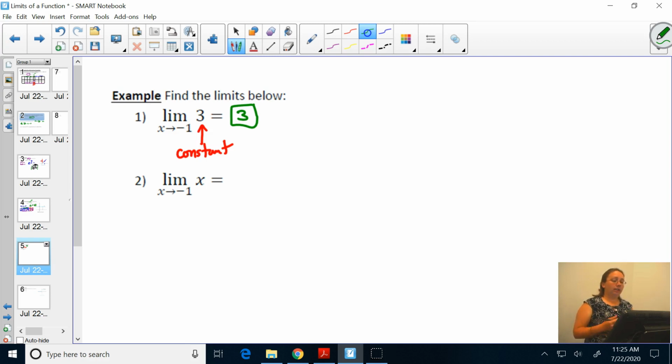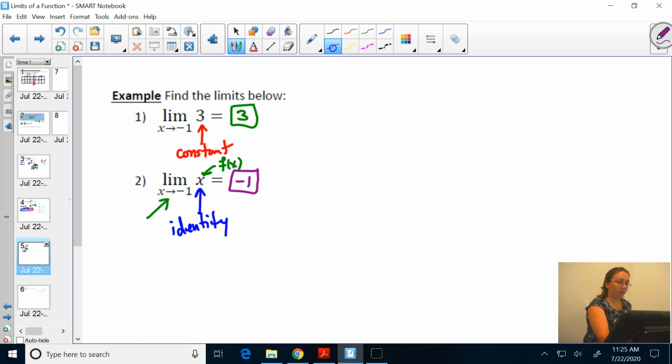Number 2 here, the limit as x approaches -1. Now in this case, our function is x. This is the identity function. So if x is approaching -1, the question is, what is this x approaching? Well, if this x is approaching -1, then our x for our function has to be approaching -1. I know, it sounds funny, but that's the way the identity function works. It tells you what x is doing, and then the answer just happens to be the same thing as the input. Whatever you put in is what you get out of an identity function.